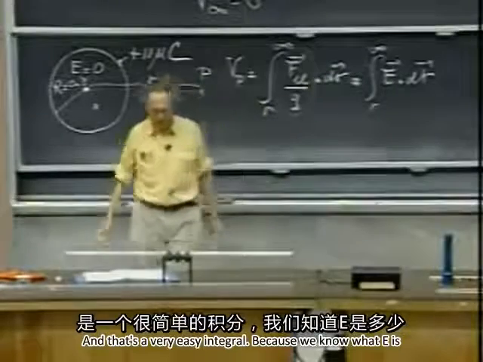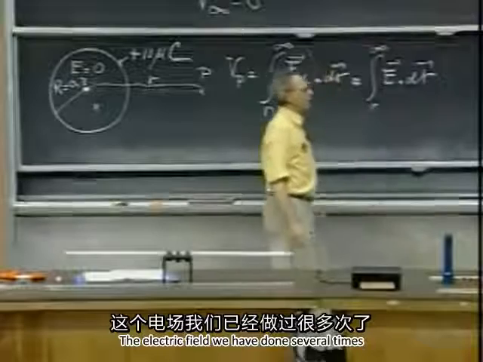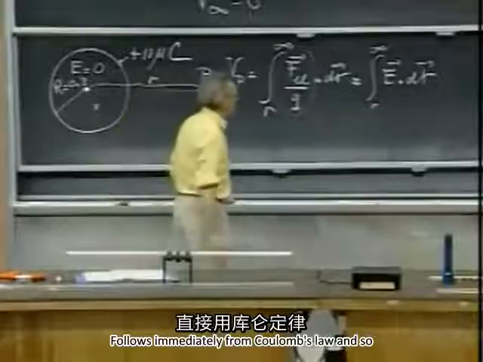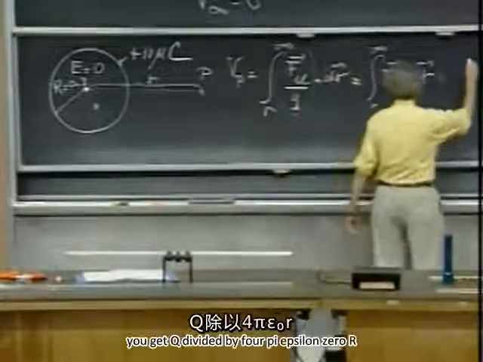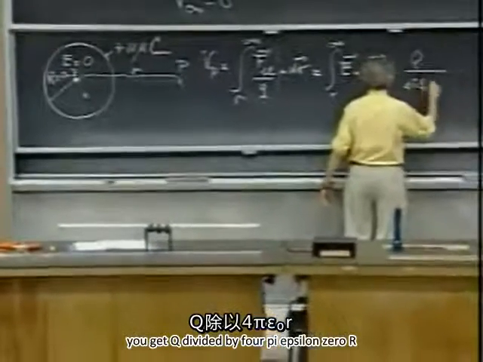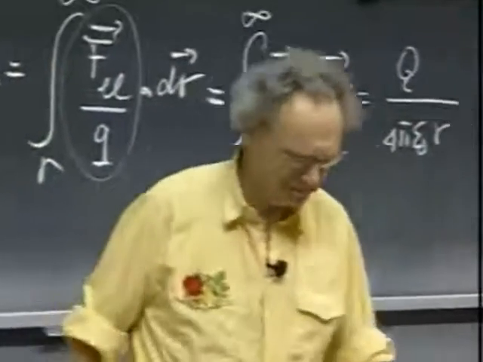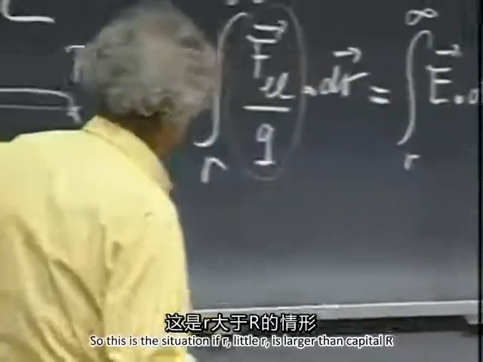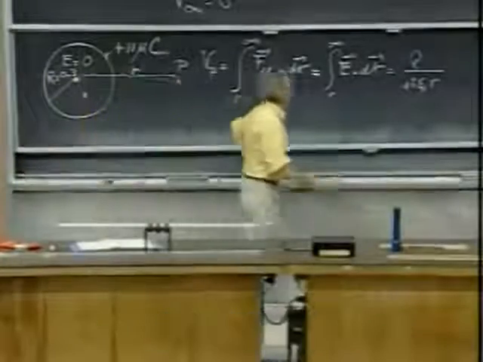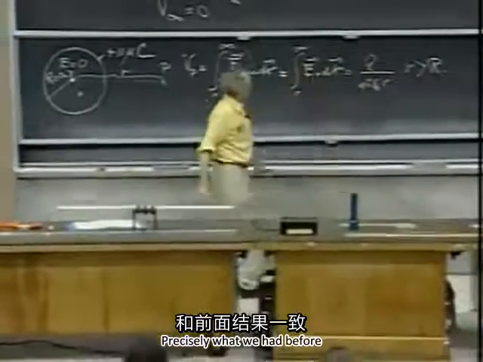And that's a very easy integral, because we know what E is. The electric field, we've done several times, follows immediately from Coulomb's law, and so when you calculate this integral, you get q divided by 4 pi epsilon 0 r, which is no surprise because we already had that for a point charge. So this is the situation if r, little r, is larger than capital R. Precisely what we had before.